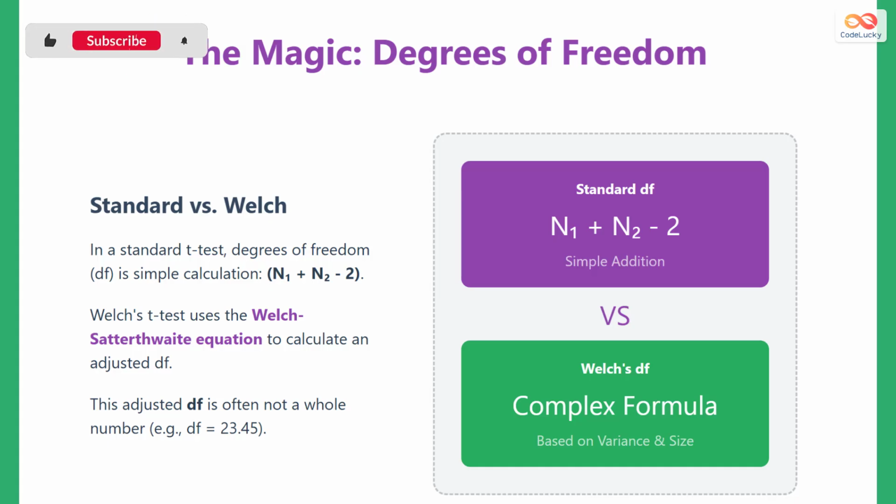The most distinctive feature of Welch's test is how it calculates degrees of freedom. In a standard test, you just add the sample sizes and subtract 2. But Welch uses the Welch-Satterthwaite equation. This results in a degrees of freedom value that is often a decimal number, like 23.45, which accurately reflects the reliability of your variance estimates.